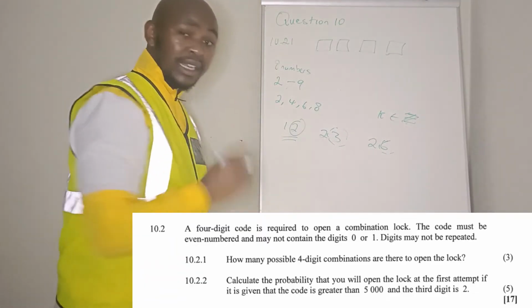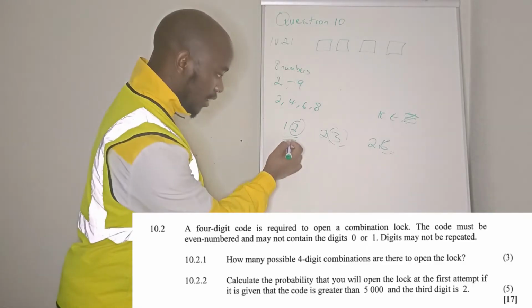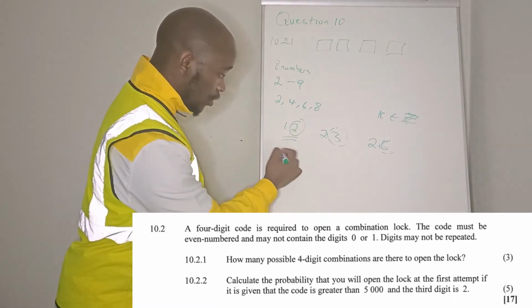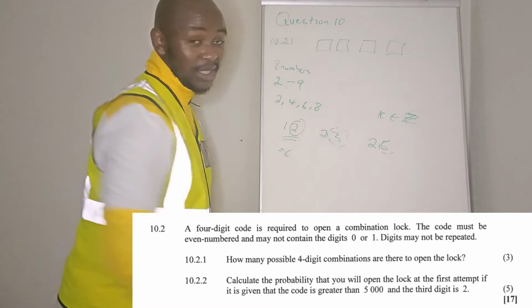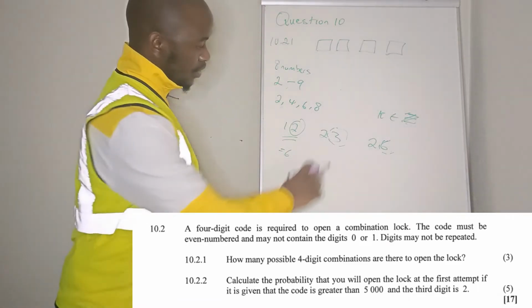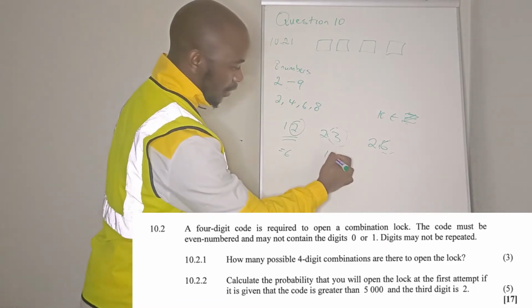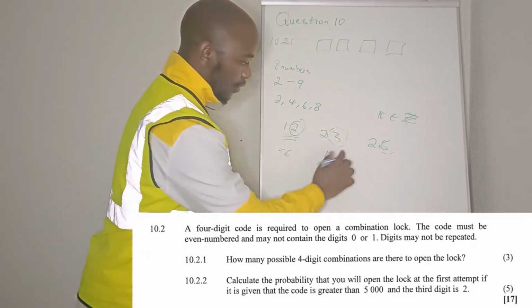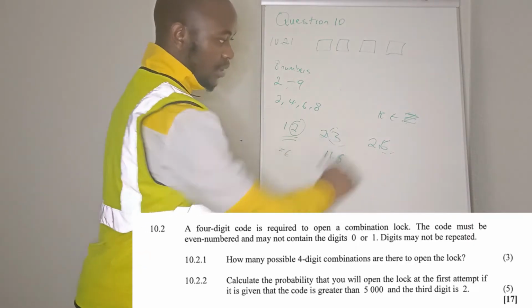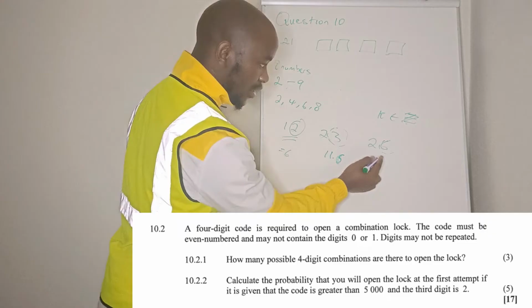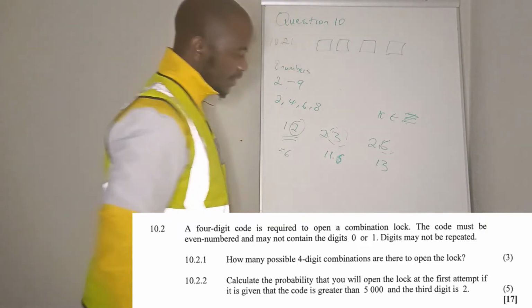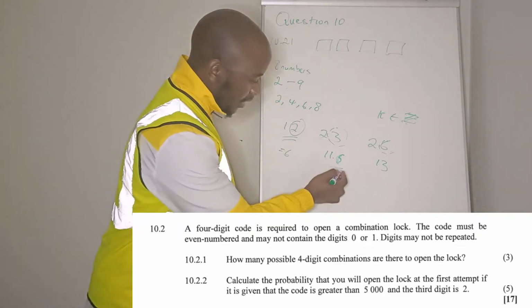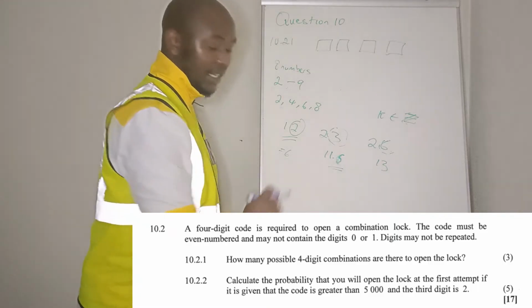So will 12 be an even number? Yes, because if you divide 12 by 2, we are going to get 6. But what about 23? 23, we're going to get 11.5. What about 26? 26, we're going to get 13. So you see that there is a remainder in this one, and there are no remainders on the other one.